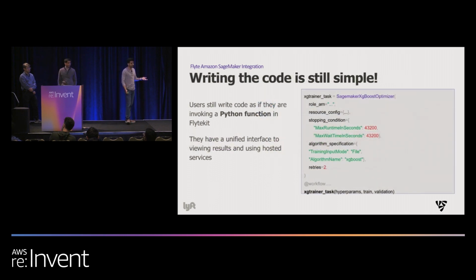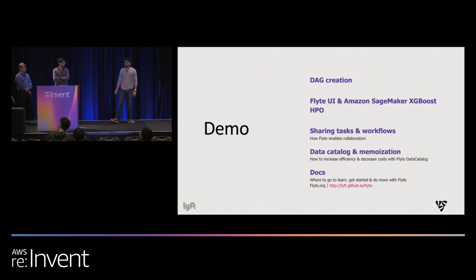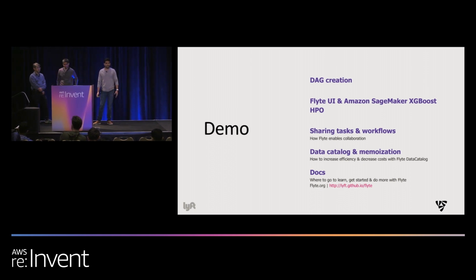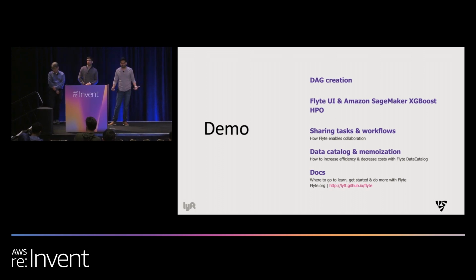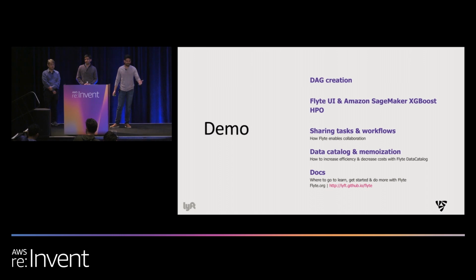And the most important thing, writing code is still simple. You still write simple Python code. There's no YAML. There is nothing new to learn. There is a nice interface that comes with documentation. You write those four things, and it starts working. Let's do the demo then. So in the demo, we'll see how the workflows are created and the UI, and how SageMaker makes it really simple to perform a relatively complex task. And then, if possible, we'll talk about data catalog and memoization.